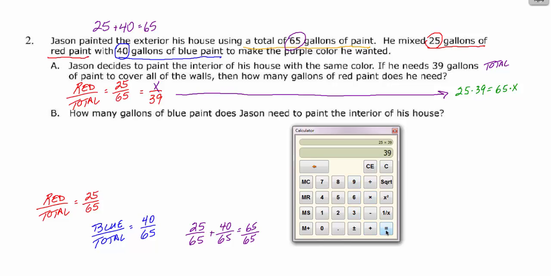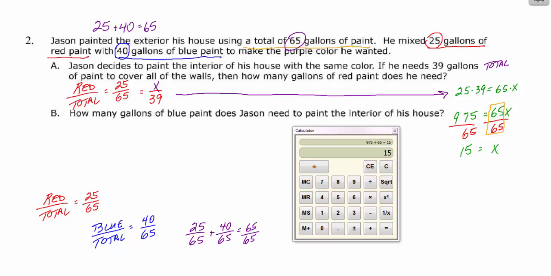So 25 times 39. This is like those nice two-display calculators. I can see I did the right numbers. 25 times 39, 975 equals 65x. 65 becomes my coefficient. 65 is what I need to divide by because I want 1 right there. So I get 1 times x is x. And 975 divided by 65 gives me 15.